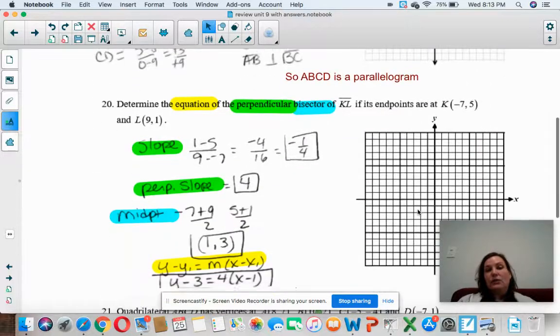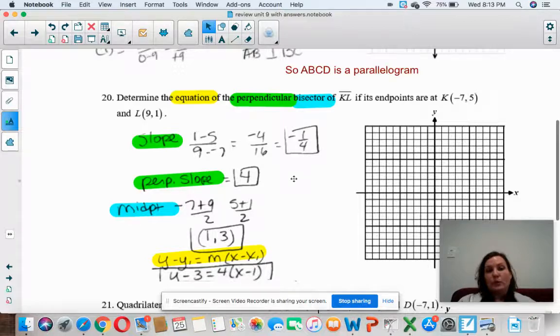Okay, 20 is another one of a perpendicular bisector equation. So equation of a line is y minus y1 equals m parentheses x minus x1. Bisector means that I need to find that midpoint because a bisector cuts it in half at that midpoint. I add the x's, divide by 2, add the y's, divide by 2. And slope, it's perpendicular. So I find the slope of KL, y2 minus y1 over x2 minus x1. And my slope is negative 1/4.